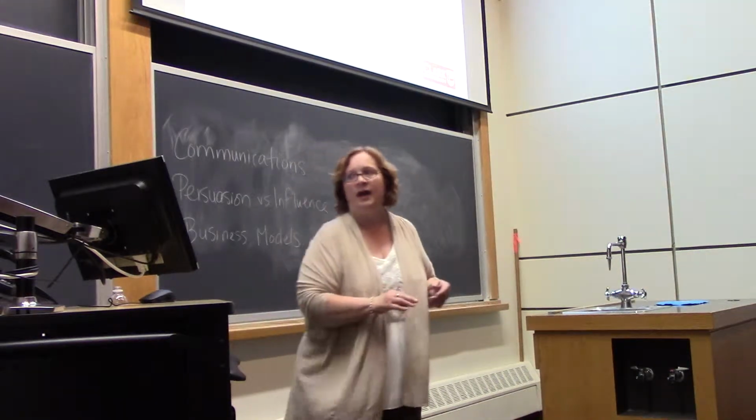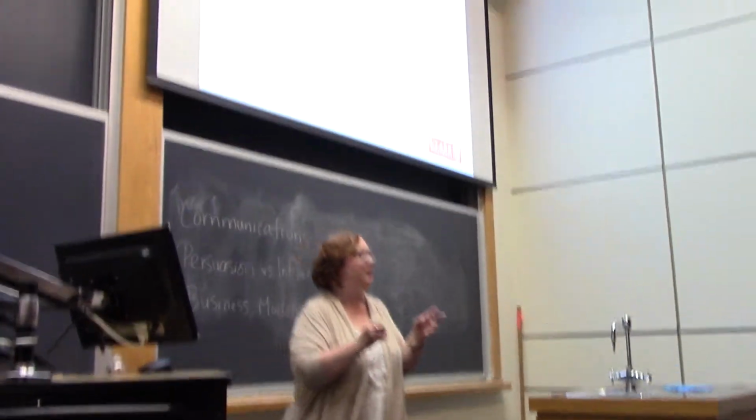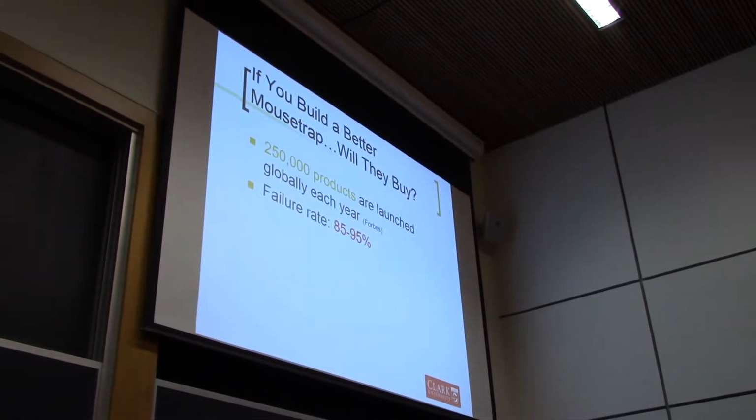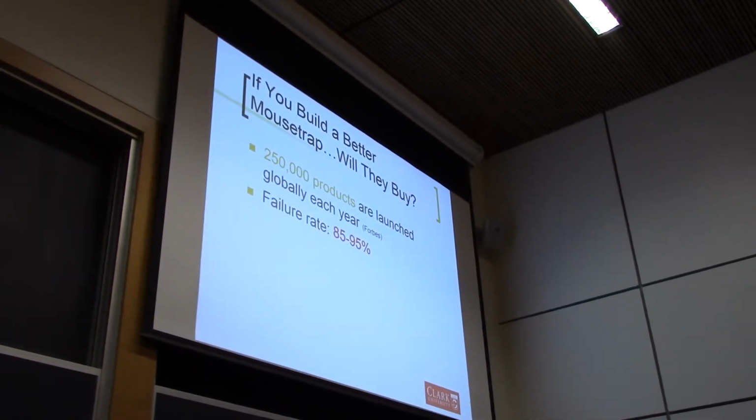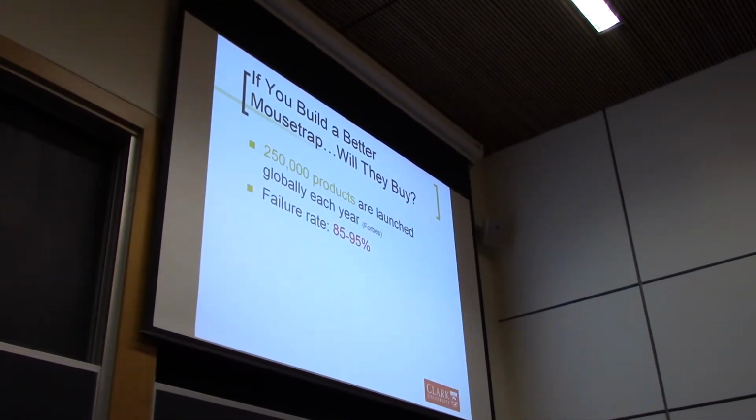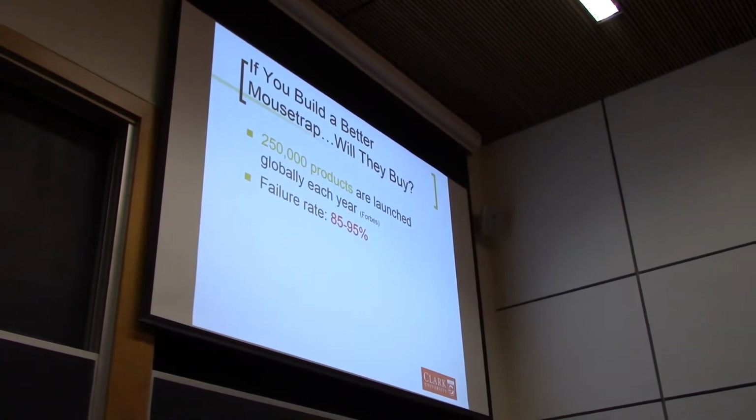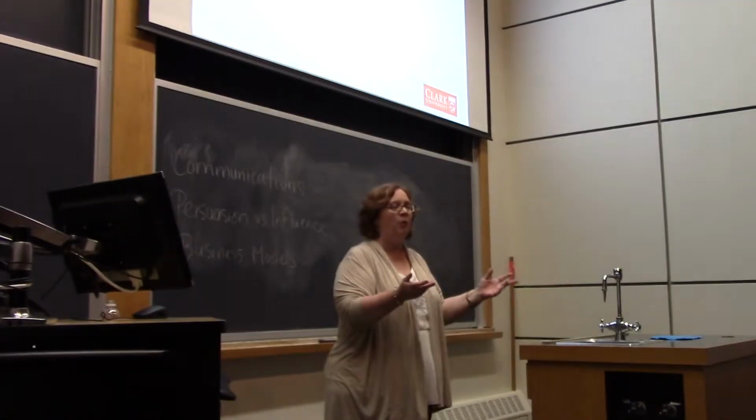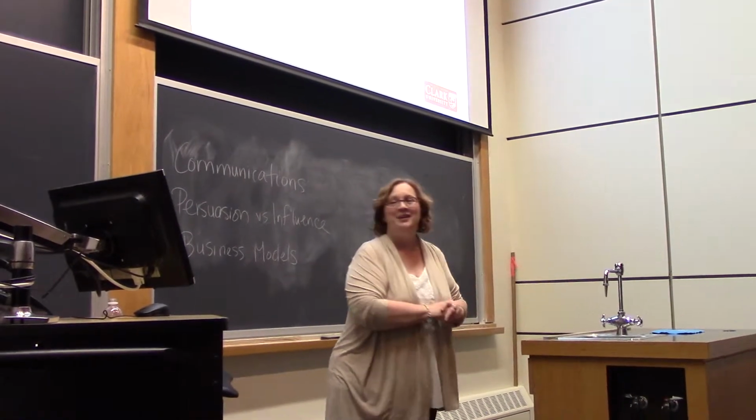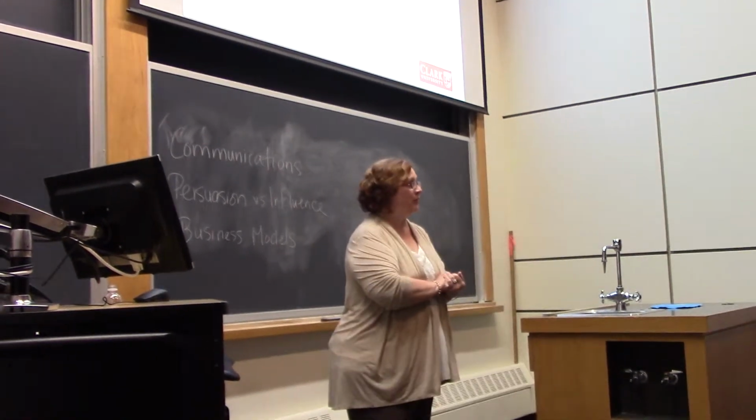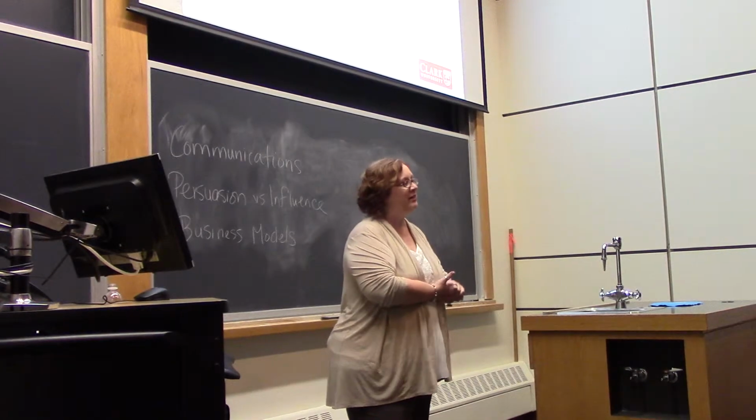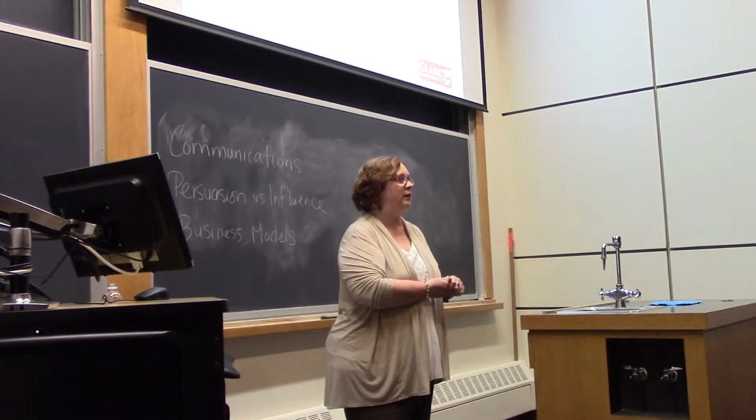So let's look at that in the context of new products. All right, we've got the whole vast universe of new things that we could be doing. On average, companies introduce about 250,000 products a year. Right? That's a lot of new products coming out around the globe. No wonder it's hard to think of something new, right? The problem is the failure rate, right? 85 to 95% failure rate.